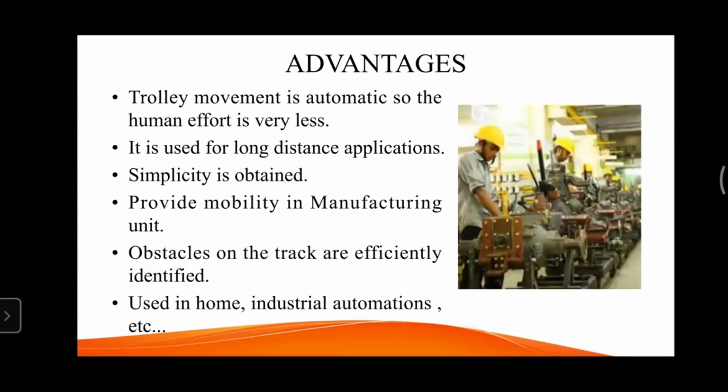What are the advantages? Trolley movement is automatic, so the human effort is very less. It is used for long distance applications. As you can see in the picture, there is a very long assembly line, so it can easily be used there. Simplicity of the plant is obtained. Provides mobility in the manufacturing unit. Obstacles on the tracks are efficiently identified. Used in home, industrial automation, etc.